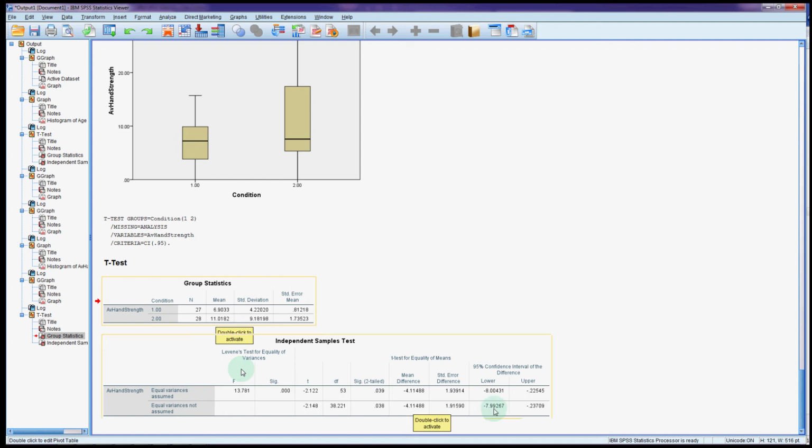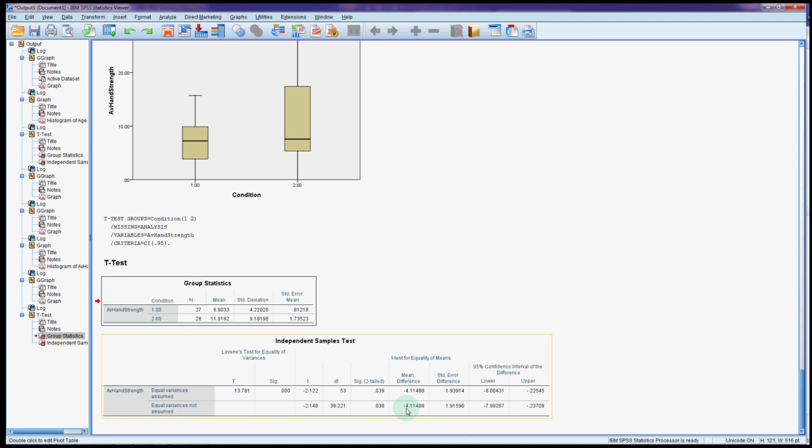Note that the confidence interval is quite wide, going from -8 to -0.2, and that's most likely due to the sample size being relatively small. So perhaps if this was repeated and they doubled the sample size, we would find a similar effect, but perhaps the confidence intervals would tighten up a bit. So that would be an interesting thing to do, to replicate this with more people.